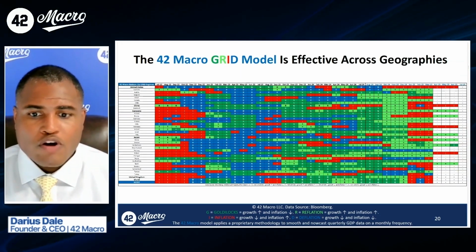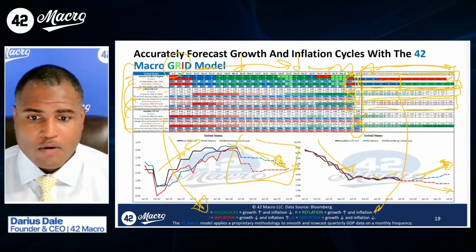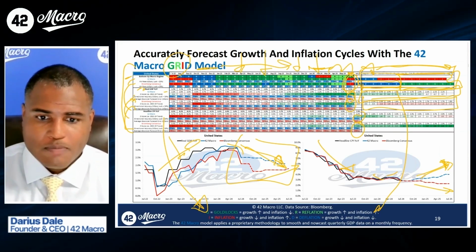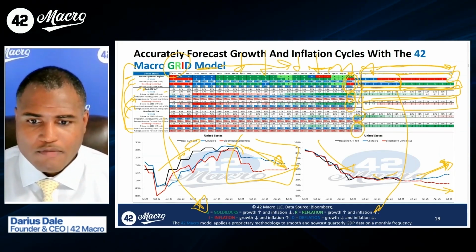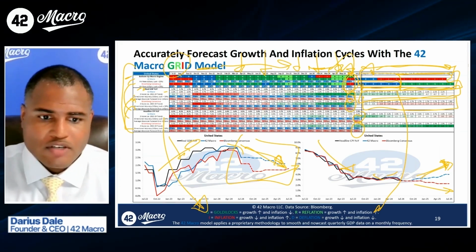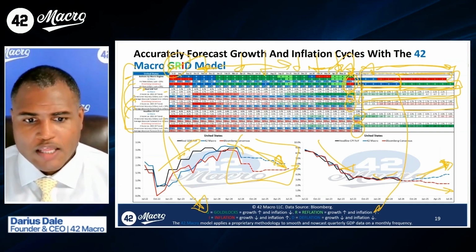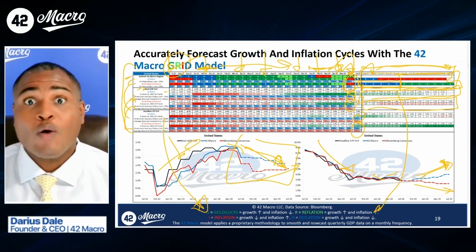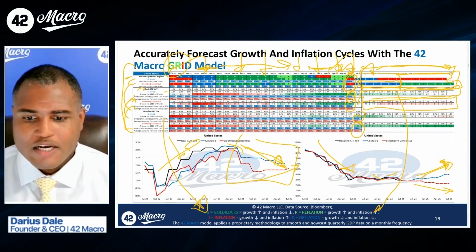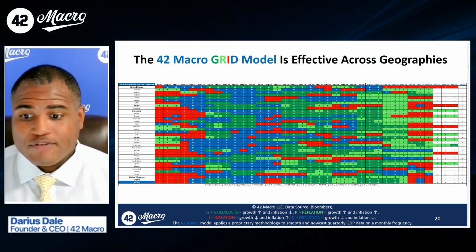So the 42 macro grid model is effective across geographies. We just showed the United States grid model. Macro markets tend to anchor on the US grid observations. Just look back at the Goldilocks sequence that we've observed here, and then a little bit of reflation prior to transitioning back to Goldilocks. And then obviously most of 2022 was inflation, followed by a transition to deflation in late 2022. That deflation was actually welcomed by the markets at the time, obviously, given that inflation was the dominant market risk back then.